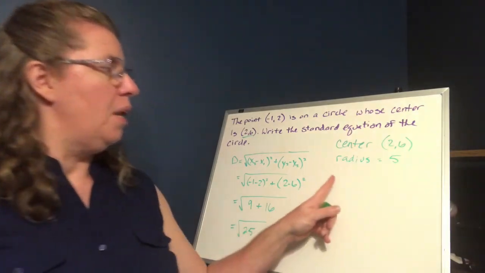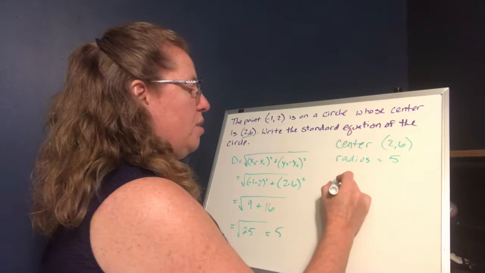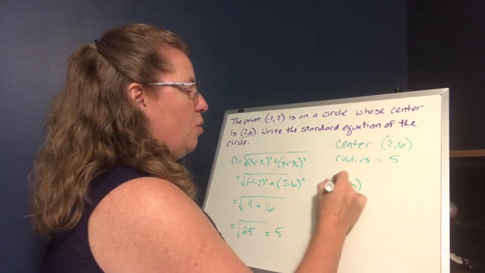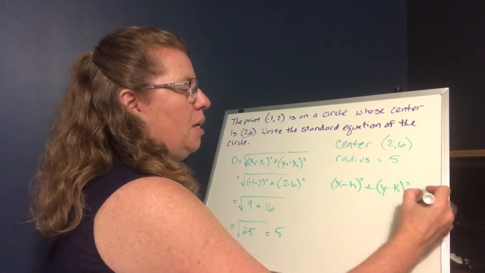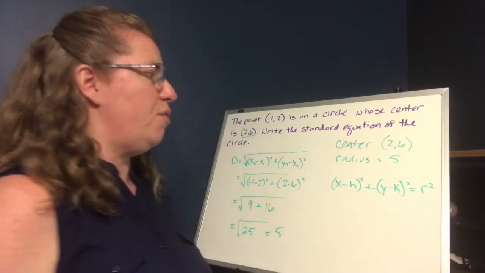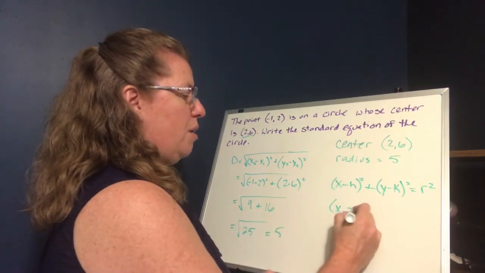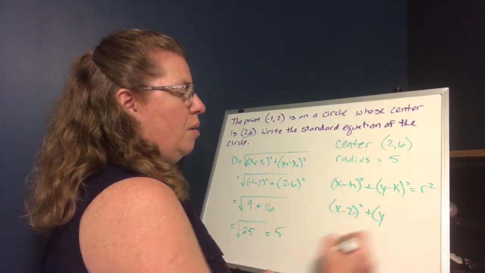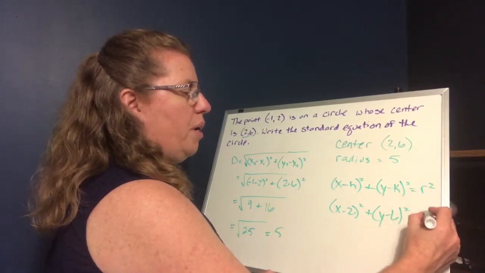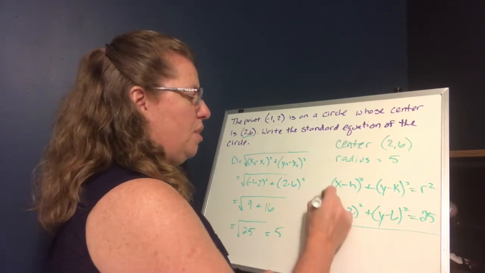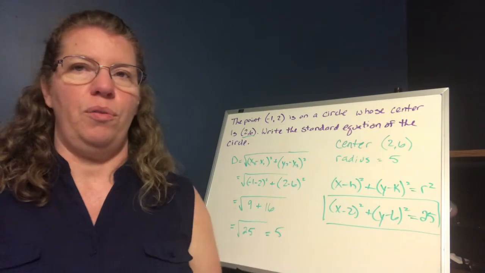And now we take that to our standard equation, which again is (x minus h) squared plus (y minus k) squared equals r squared. We're going to fill these in. My center is (h, k), so I wind up with (x minus 2) squared plus (y minus 6) squared equals r squared, so that becomes 25. There's my equation for this circle.